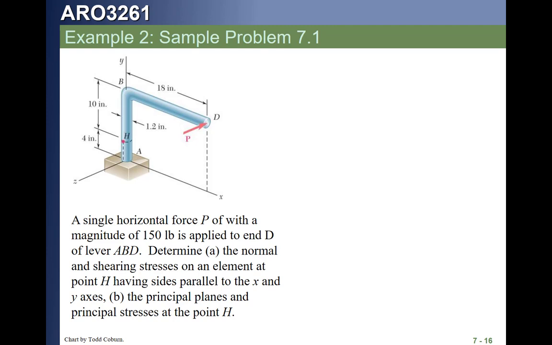If we take a look at point P, we see that P is going to give us a force in the negative z direction on that plane at point H. It's going to give us a moment in the negative x direction on that same section cut. It's also going to give us a torque of the magnitude P times 18 acting on that section cut. We're going to need all three of those in order to calculate the stresses at point H.